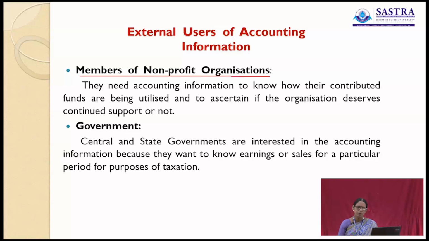Next is members of non-profit organizations. These members of non-profit organizations want to know how their contributed funds are being utilized and to ascertain if the organization deserves continued support or not. So only when the organization is deserving to get their funds, they are going to extend the funds. Next is government. Both the central government and state governments are interested in accounting information because they want to know the earnings or sales mainly for taxation purposes. So to collect the corporate taxes, they want to know whether the business is earning the profit, and if it is earning the profit, what is the rate of profit they are earning.